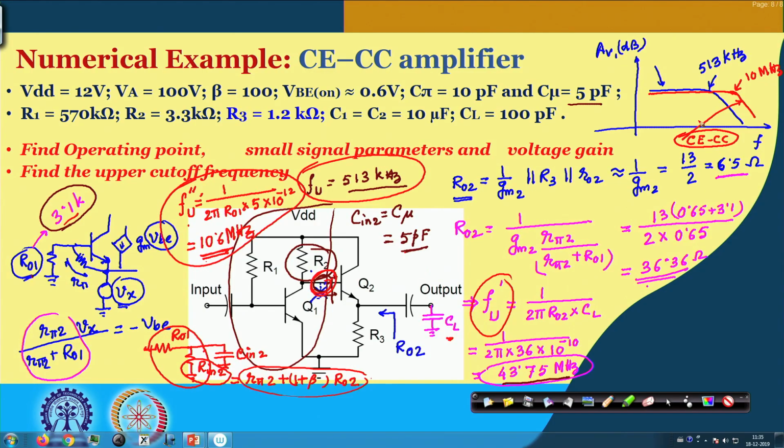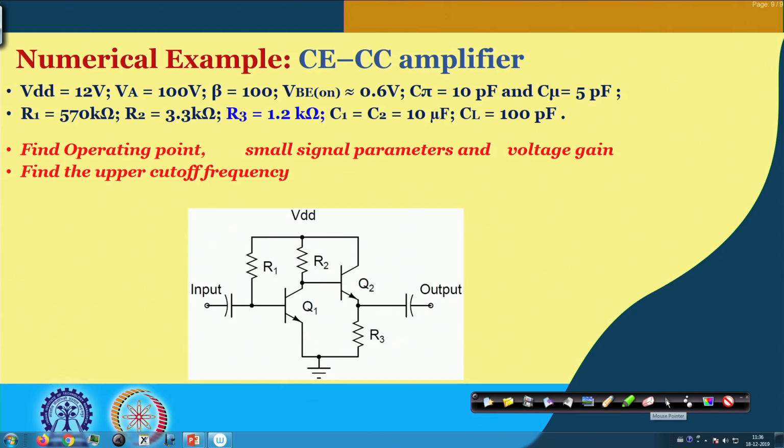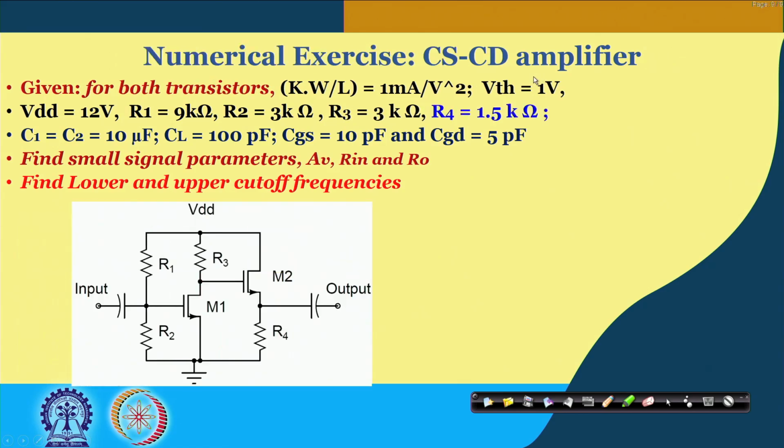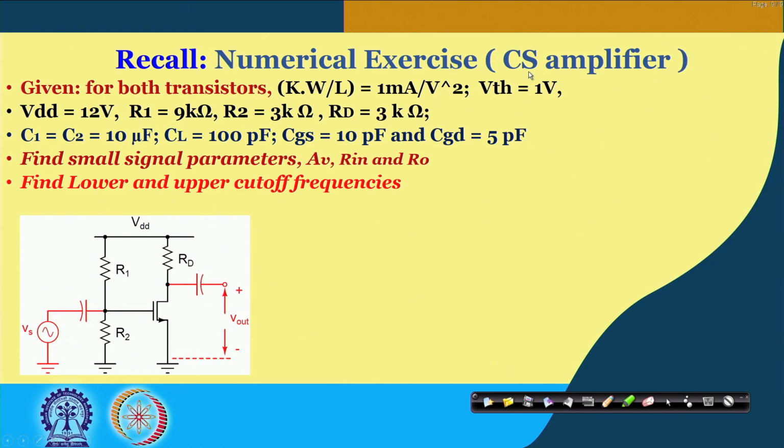So, we are talking about the CC, and now we will be moving to the MOS counterpart. In the next slide we will be talking about the common source amplifier. Again, this numerical exercise we have seen before. So, this is the main common source amplifier.